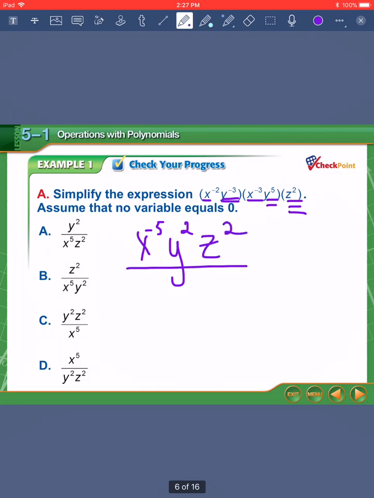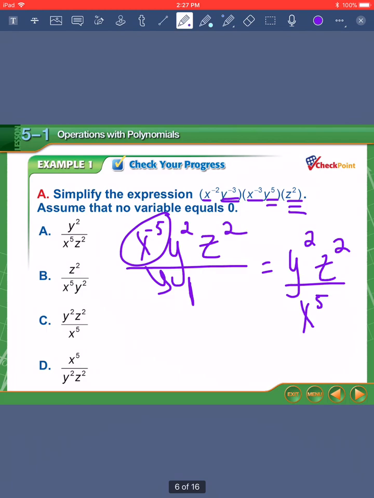And then I need to make this negative exponent positive. So right now it's over 1. So I'm going to take it and move it to the denominator. So I get y squared z squared over x to the fifth.